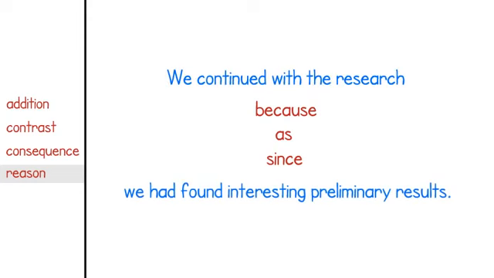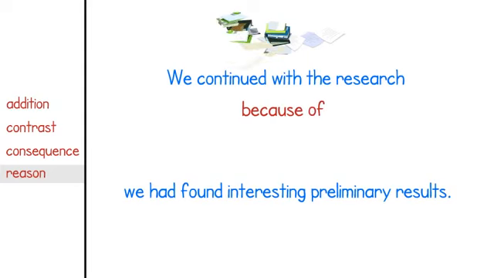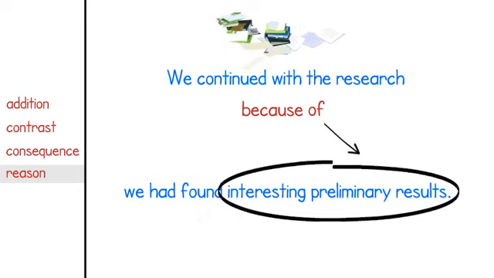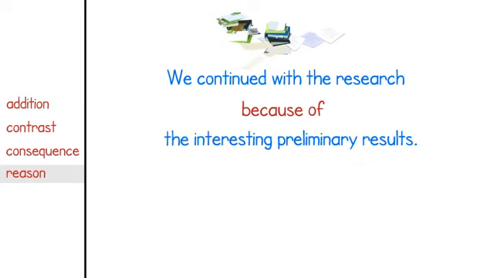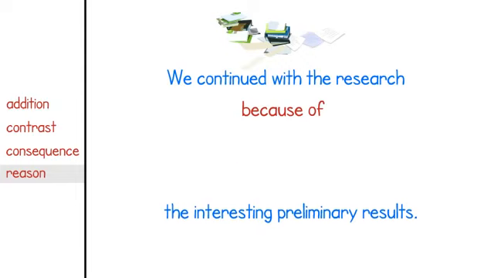For example, we continued with the research as we had found interesting preliminary results. Another alternative to because is the phrase because of. This means the same as because, but it is followed by a noun, not a clause. For example, We continued with the research because of the interesting preliminary results.